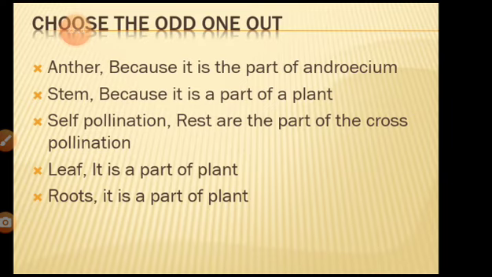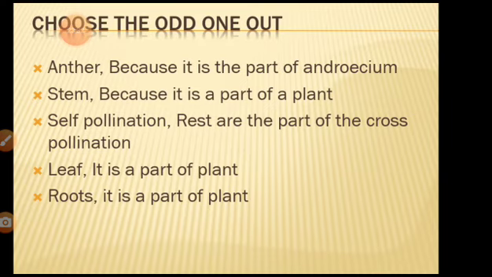Second, stem, because you know very well, stem is part of a plant and the rest, calyx, corolla and androecium, are parts of a flower. Third, self-pollination. Self-pollination is a different type of pollination, and insect, wind and water pollination are cross pollinations.